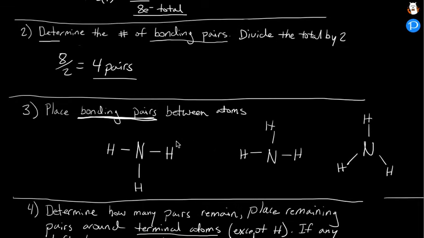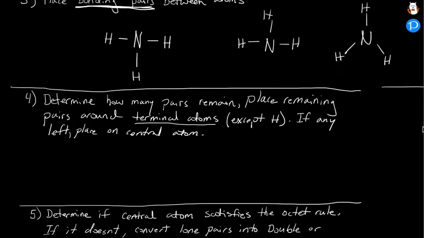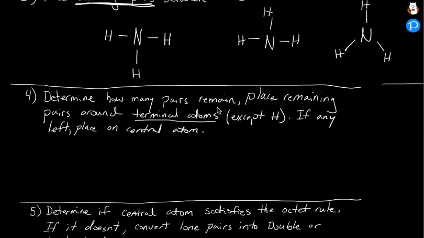Anyways, so I've got my structure here. I've got nitrogen in the center. I've got the 3 hydrogens around the outside, and there's a bonding pair in between each one. So now let's figure out step 4 here. It says determine how many pairs remain, and we're going to place the remaining pairs around the terminal atoms.